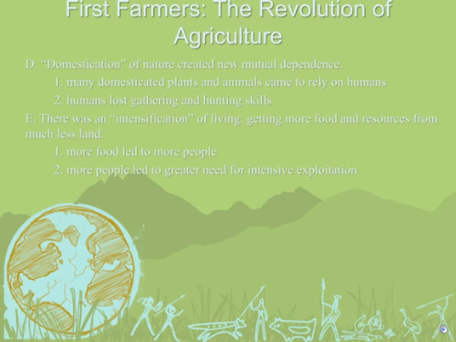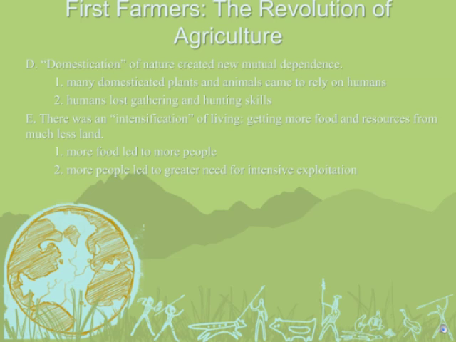All right, domestication of nature created new mutual dependence. Many domesticated plants and animals came to rely on humans. Humans lost gathering and hunting skills, and there was an intensification of living, getting more food and resources from much less land. So more food led to more people, which led to a greater need for intensive exploitation of the land, and exploitation of other people as well.